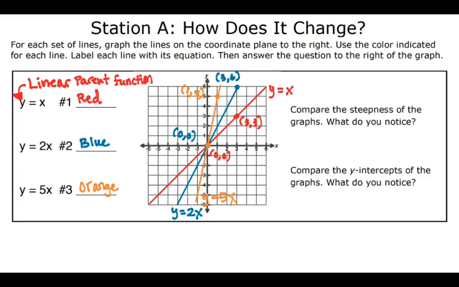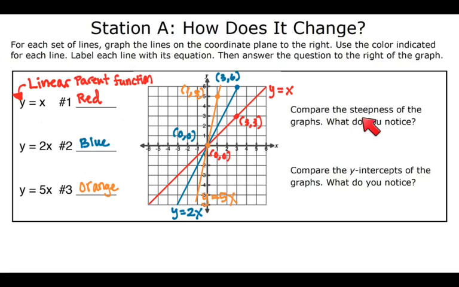So for my last line, the orange one, I went ahead and plotted the y-intercept. So again, 0, 0. And then I've also plotted the point 1, 5 right here. And I've drawn a line through those 2 points. And I wrote down my equation. So hopefully your graph should look similar, maybe just in 3 different colors. And now you can answer this question.